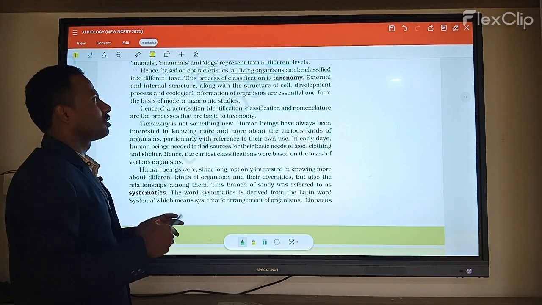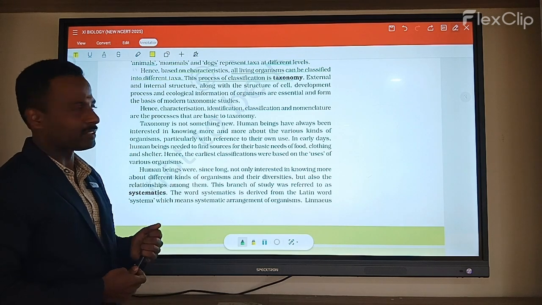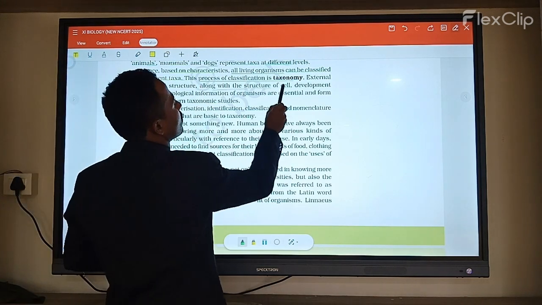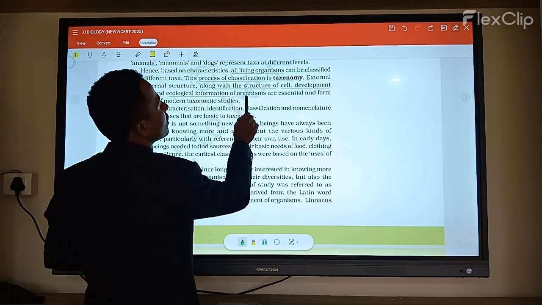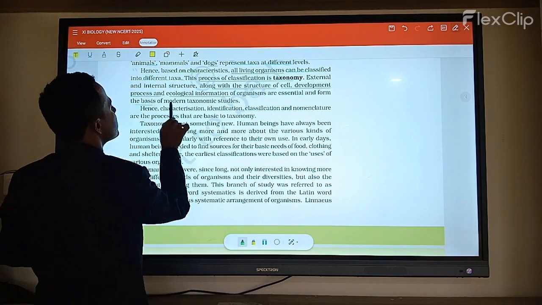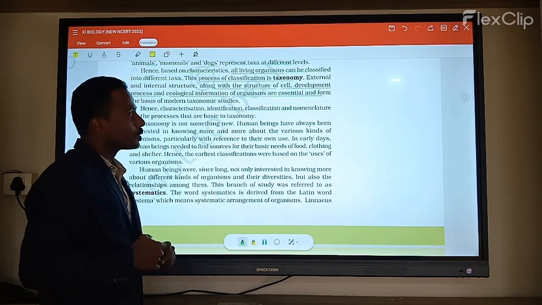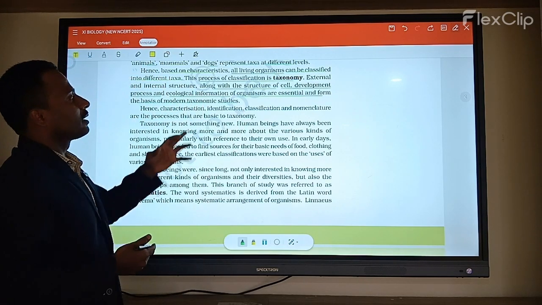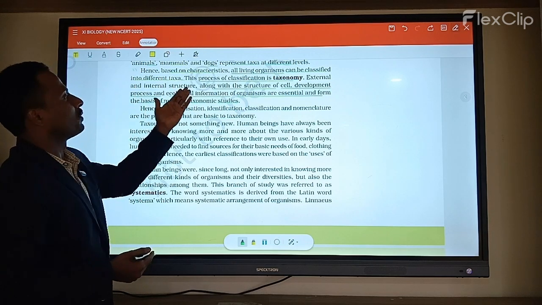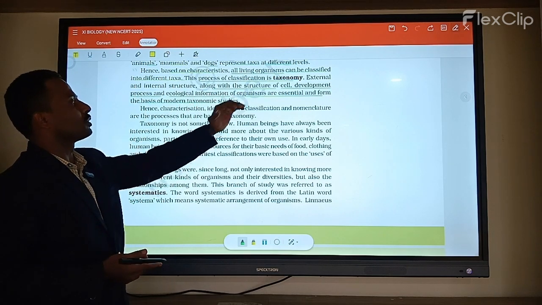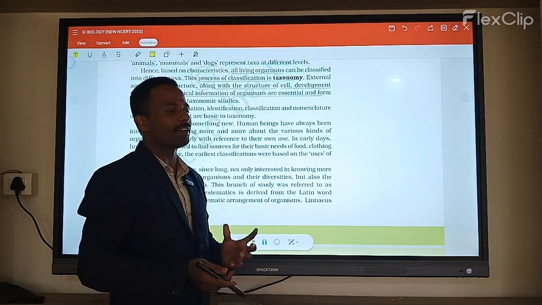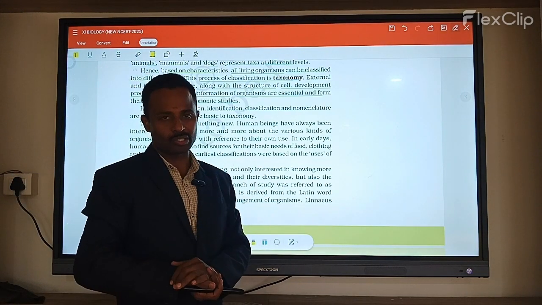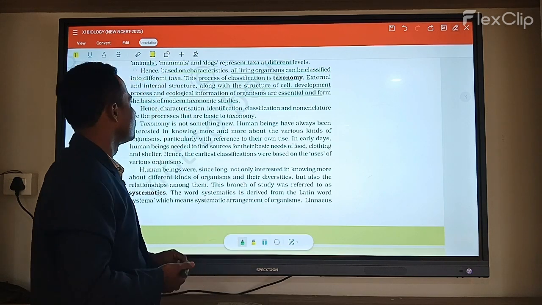Based on external and internal structures, organisms get categorized. Along with structure, cell development, processes, and ecological information of organisms are essential for modern taxonomic studies. The cell development and process of elongation, along with complete information on organisms, help us study the taxa. That is called taxonomy, right?